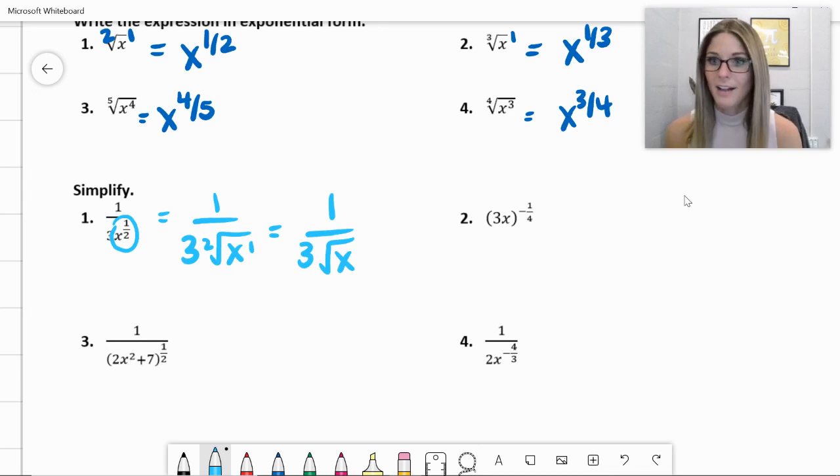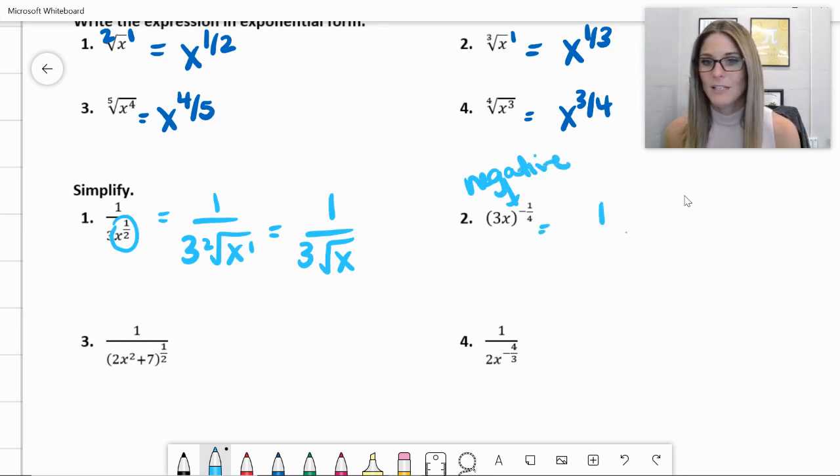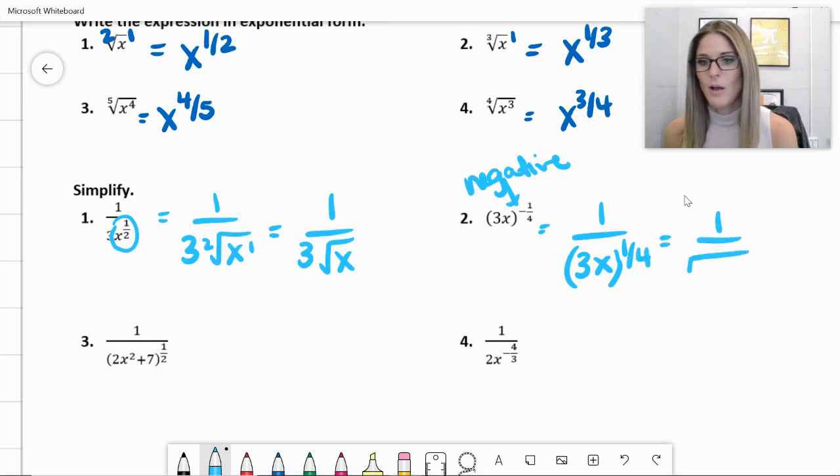Number 2, look, you have parentheses. Everybody gets a negative 1/4 exponent. But look there, that's a negative exponent. You remember what happened to negative exponents? They're going to move down into the denominator. So we're going to have 1 over 3x raised to the positive 1/4. And then let's change it to a radical form. So everything is in this fourth root, 3x to the first if you wanted to, but we don't need to.